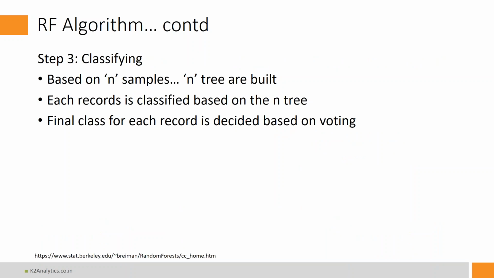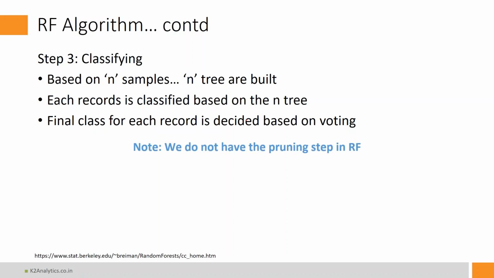Third step, N samples are drawn and trees are built. Each record is classified, or for each record a probability is computed, based on all the N trees. If you are predicting the class, then based upon the voting principle, if the maximum number of models are saying 1, then the output will be 1. If the maximum number of models in the background are saying 0, then the output will be 0. And if you are predicting probability, then the average of the probabilities from all the trees is the output for that record.